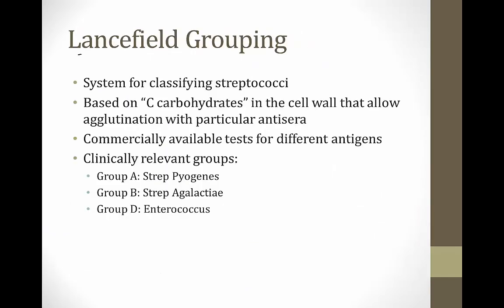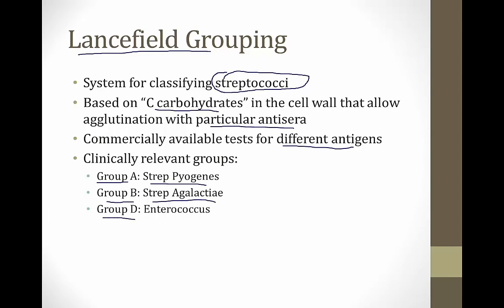Let me first mention something called Lancefield grouping. This is a system for classifying only streptococci, so not for staph or other bacteria. It's based on C carbohydrates that are found in the cell wall of streptococci. When these are present, they will agglutinate specific antisera for that C carbohydrate. There are lots of commercially available tests for the different C carbohydrate antigens. There are three clinically relevant groups to the practice of medicine. Group A strep is the strep pyogenes group, Group B is strep agalactiae, and Group D includes Enterococcus. I mention this now because you'll commonly hear that certain strep are Group A, Group B, or Group D, and you should know that they come from this Lancefield grouping.